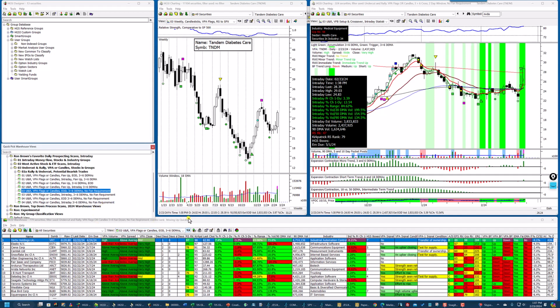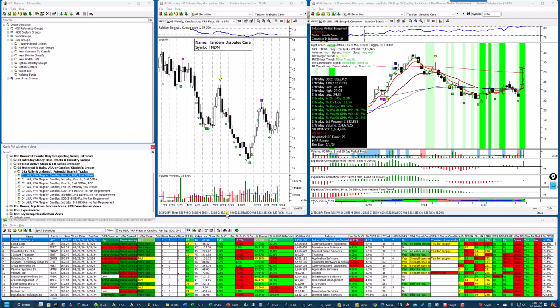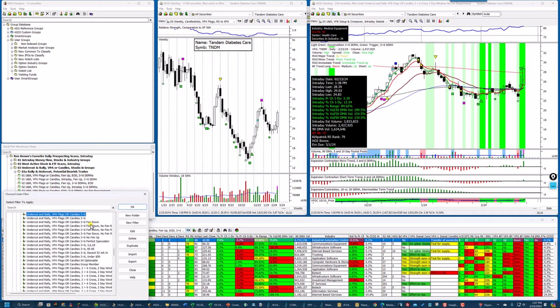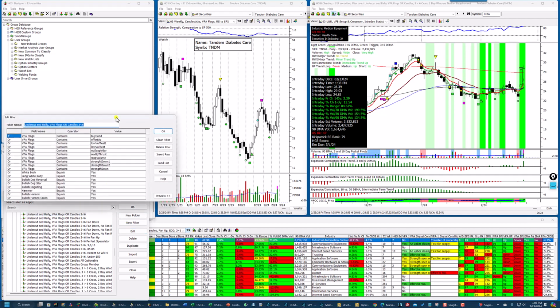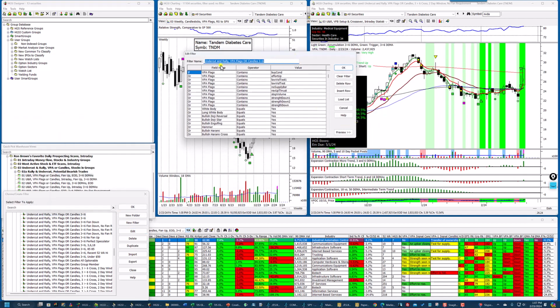Now I'm going to go up here. I'm going to just bring this up, and I'll show you how complicated these filters are. If any of these conditions are true on these VPA flags, or if any of these bullish candles appear, then you're going to get the green bars. And when it crosses over, then you're going to get the dark green bar.